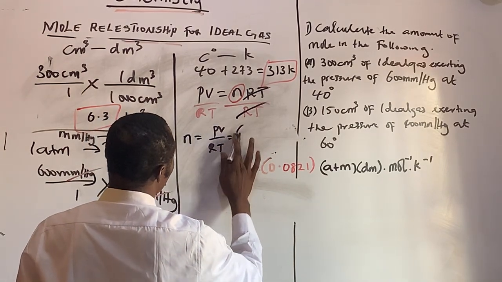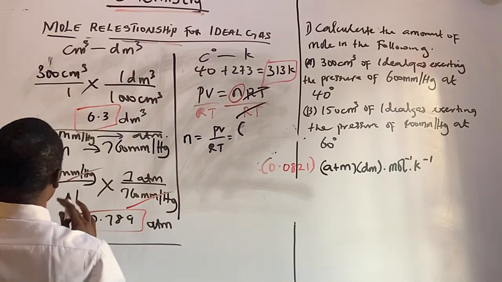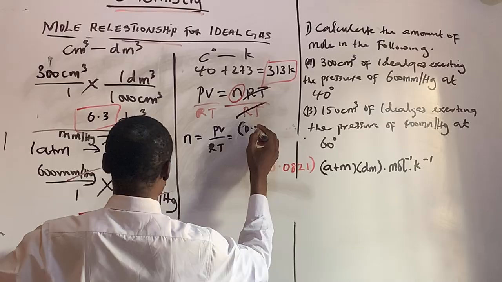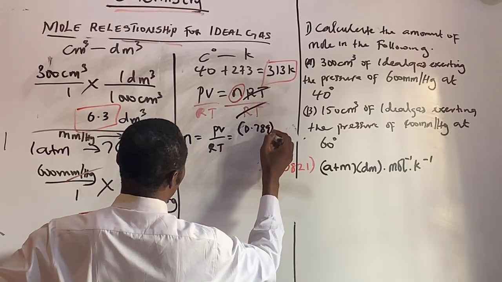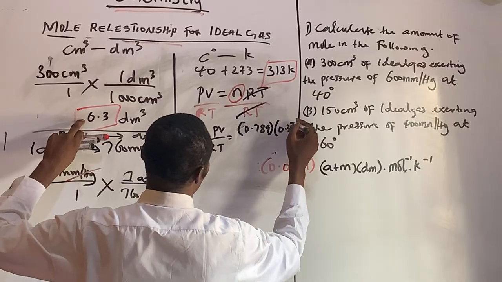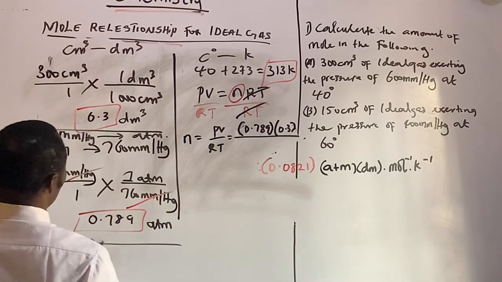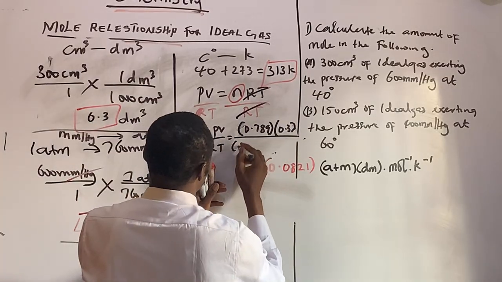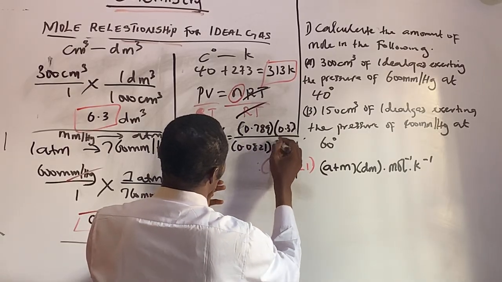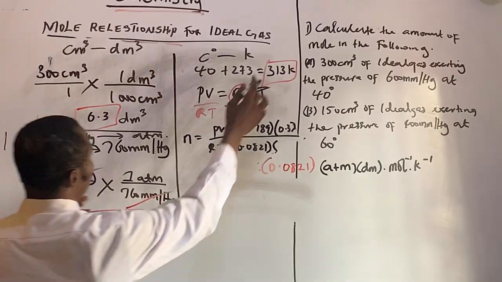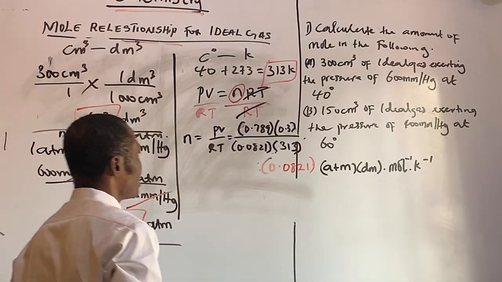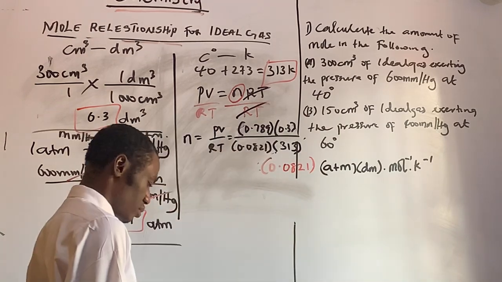Now, what is your P over there? Look for it. P, pressure, 0.789. Now, what is your V? V is 0.3. All right, I'm dividing it by, what's the R? The R is here, 0.0821. And then we're going to multiply by, what's your T? Your T is 313. All right, let's do that in our calculator.